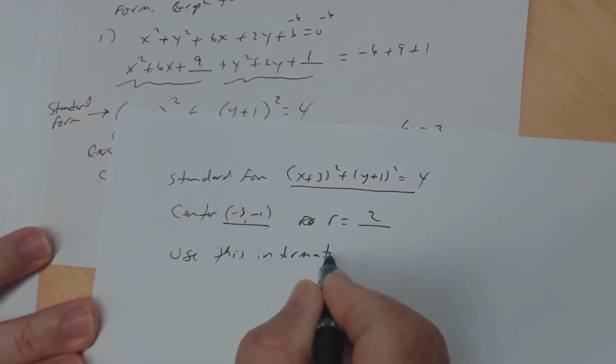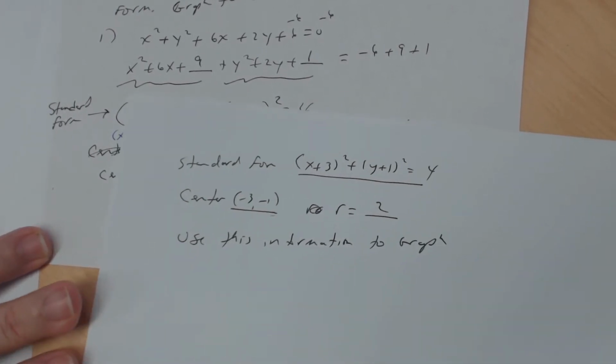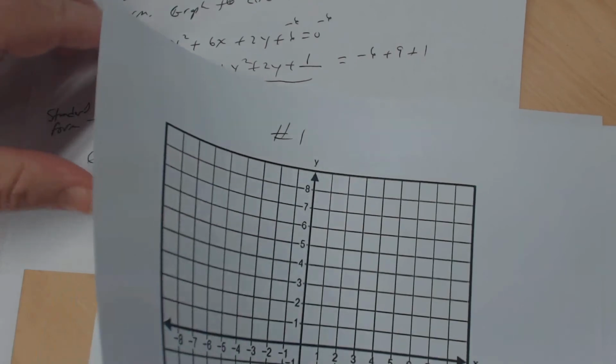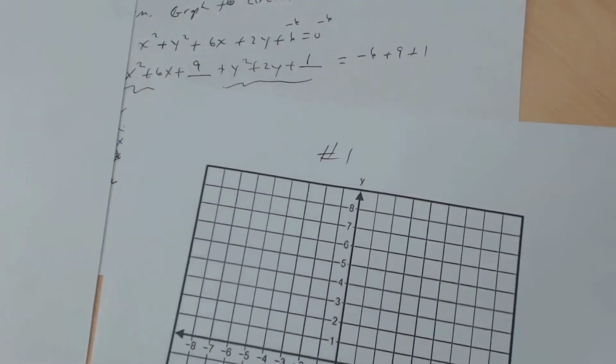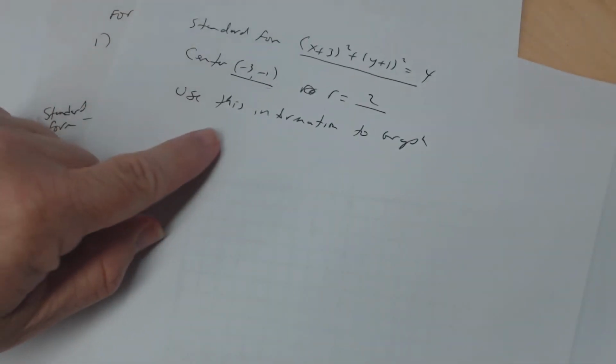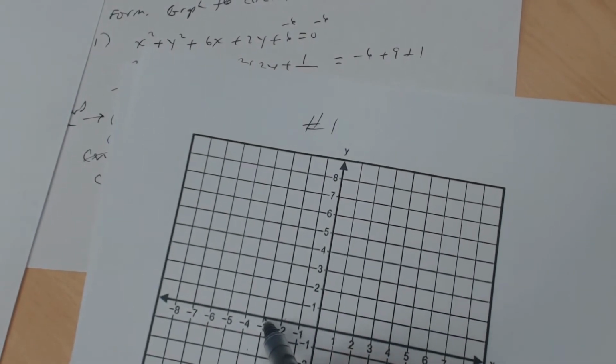Alright, now we're going to use this information to graph. Okay, so I'm going to go ahead and graph it on this grid. This is going to be number 1. And you're told that the center is negative 3, negative 1. So 1, 2, 3, negative 3, negative 1.